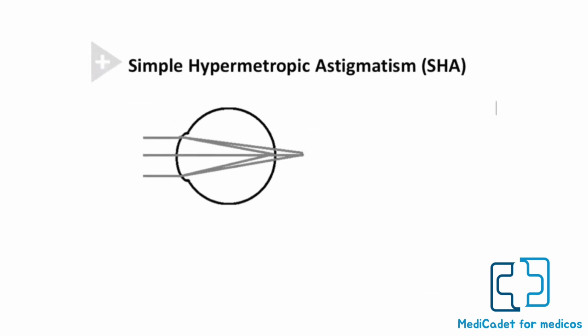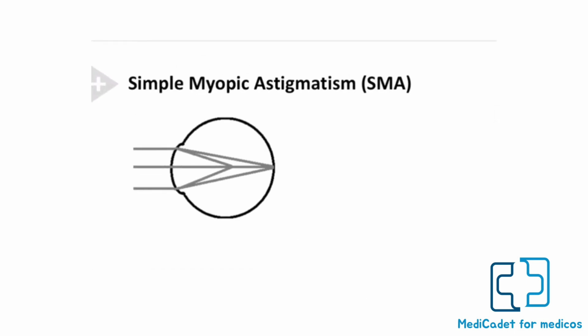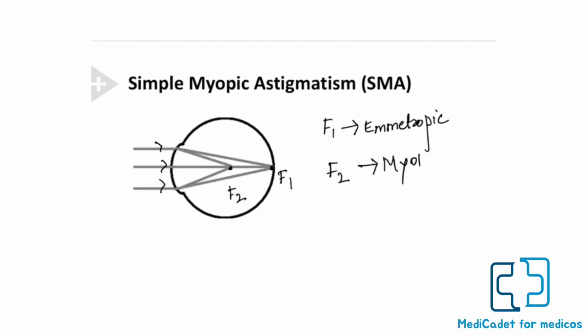If you remember in the previous session, we had learned about SMA and SHA. So what is SMA? Simple myopic astigmatism. See, the parallel set of rays came in as a single bundle, but then they meet at 2 points, F1 and F2. F1 is emmetropic and F2 is myopic. I hope you can recall this from our discussion in the previous session.